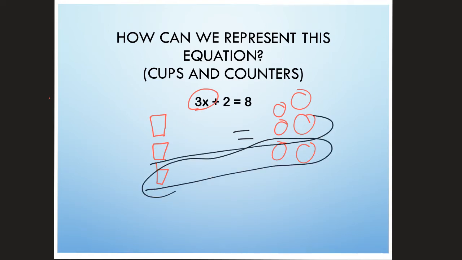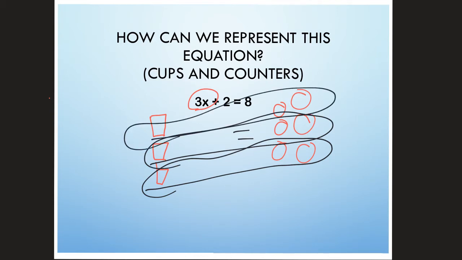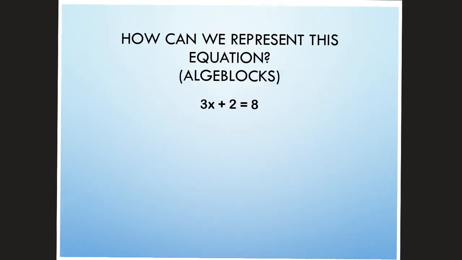Notice I can group them. A cup and 2 counters, a cup and 2 counters, a cup and 2 counters. So that gives me x, or cups, equals 2. So let's look at another way to do this. We could also do it with algebra blocks. Algebra blocks are very similar to the cups and counters. In this case, we're just going to use rectangles that say x as our x's.